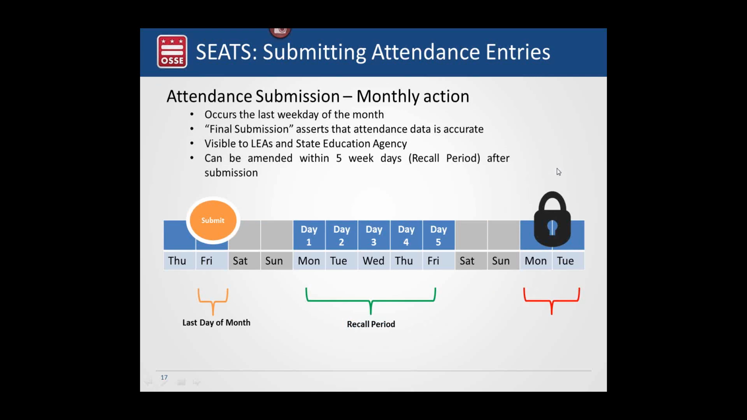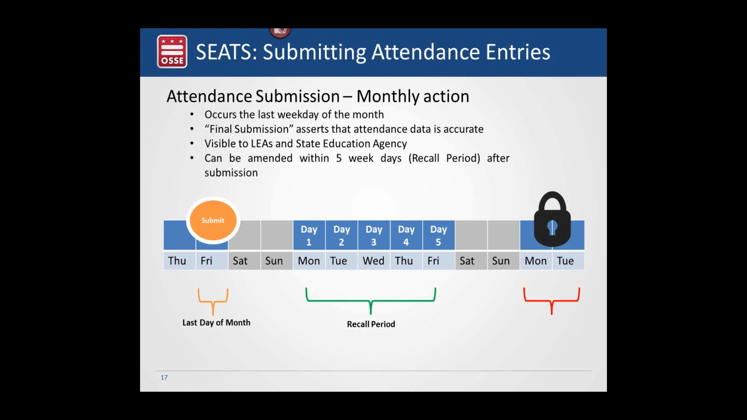The next function, which is different, is submit. This is a monthly action. So the last day of the month, after you put your codes in, and remember, every single day needs a code, every single day. I would say put it in as you're going through the month, which is what most of our non-pubs do. Then you're going to submit it.